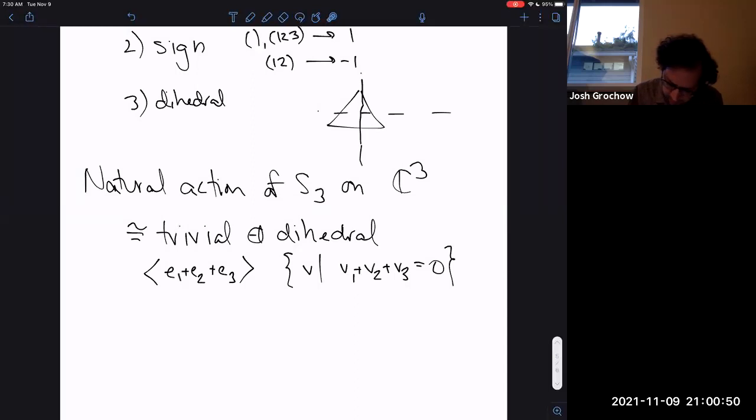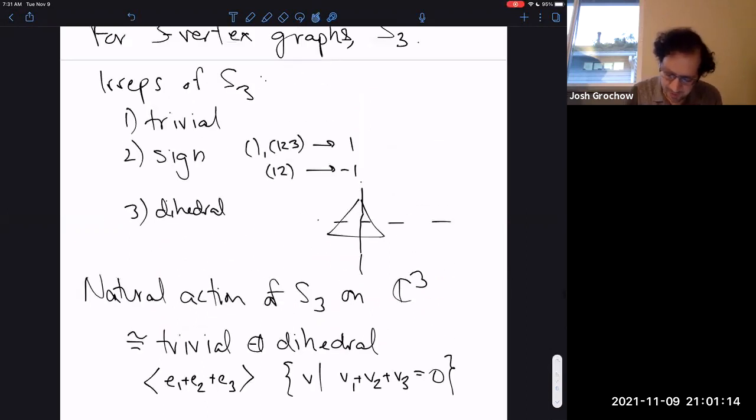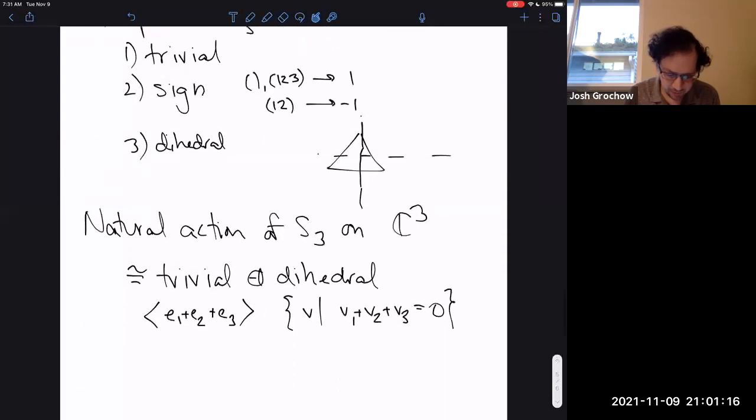Essentially, what's happening here is that if you take the natural action of S3 on C3, and you project the basis vectors down into this space, you get 3 vectors that sum to 0, and it's the 3 corners of this equilateral triangle. Okay, so that was not a full proof, but that's a sketch, and hopefully it was at least a little bit convincing. Okay, and now the question is, what is this action on graphs?